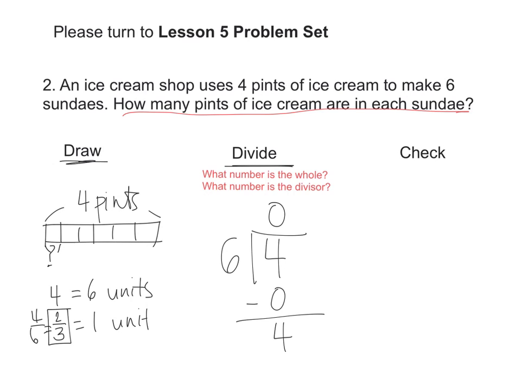So can we write a remainder of 4 as a fraction? We put the remainder over the divisor, so it's 4/6, which then can be simplified to 2/3. Okay, how might I check my work?